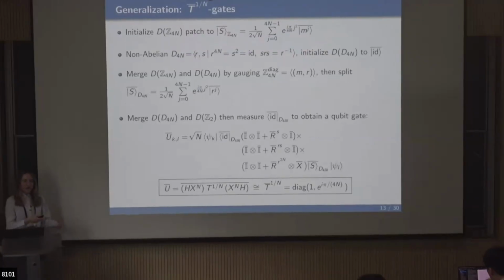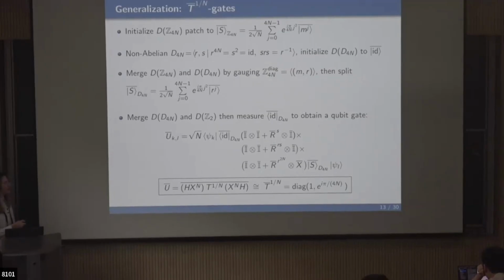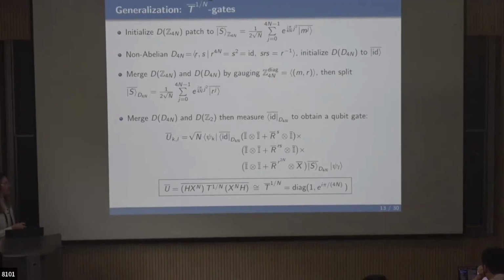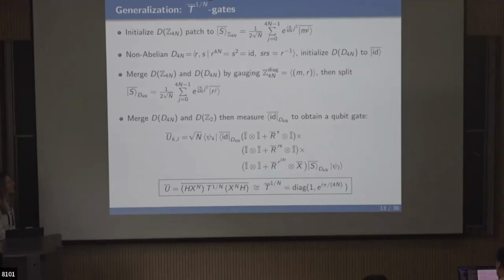That protocol of merge and split from Z4 to D4 and then Z2 can actually be generalized to D4N codes, where we have, rather than a Z4 subgroup, a Z4N subgroup. And again, we can input a stabilizer state for Z4N and then teleport it into D4N by gauging this diagonal subgroup. And then do exactly the same operations between the D4N and the Z2 patch to entangle them and then change boundary conditions to then obtain a T to the 1 over N gate. Okay.